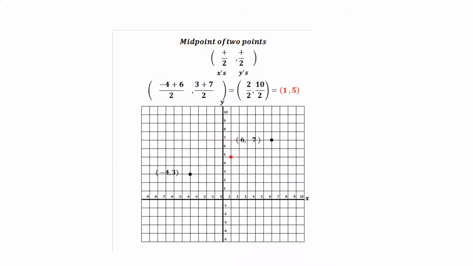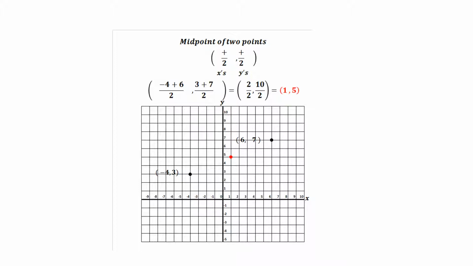We have 2 points. In the second quadrant, we have a black dot. Its coordinates are -4, that's x, and 3, that's y. And in the first quadrant, we have 6, 7. 6 is the x value, and 7 is the y value.